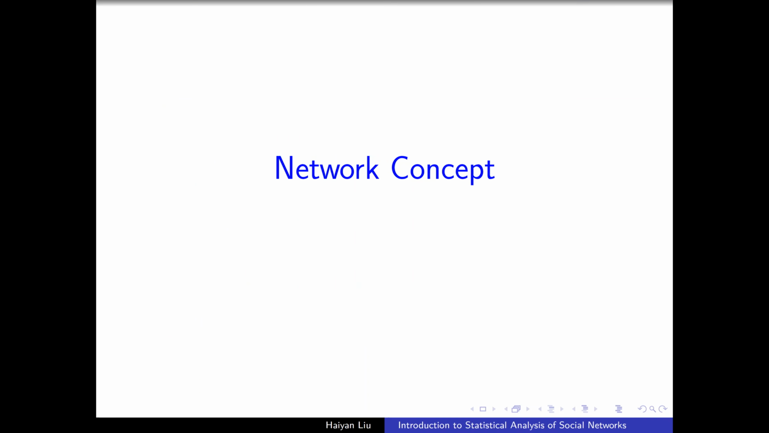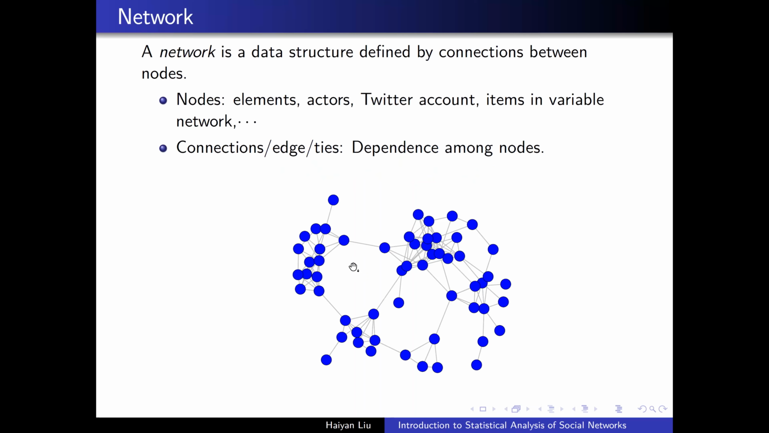Now we start with network concept. So what is a network? And what's the difference of network from traditional data structure? So traditionally, our data usually received as tabular matrices, right? And we have observation on each variable, right? Now, what does network data look like? Now, a network is a data structure, and in this data structure, there are two primary components. One is node, the other is connections.